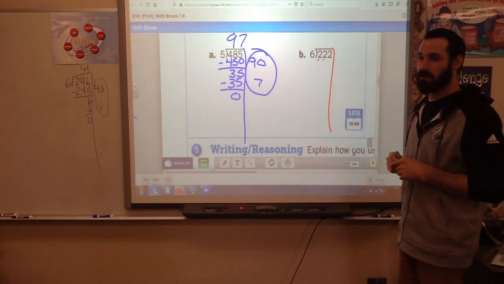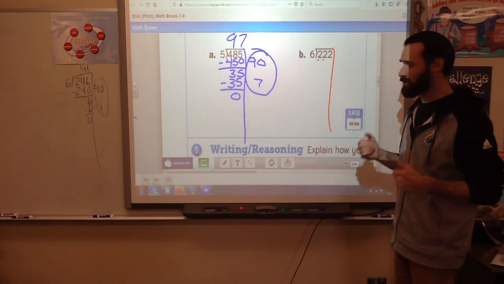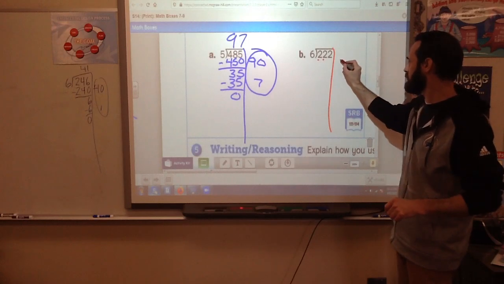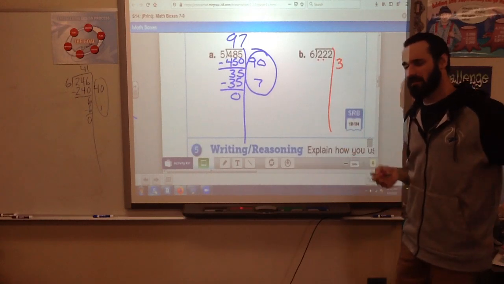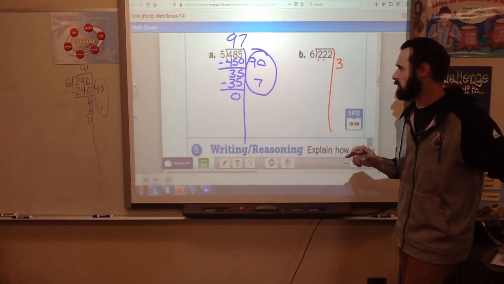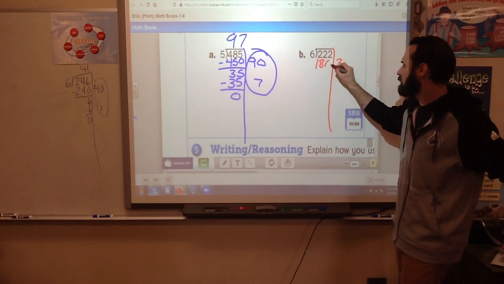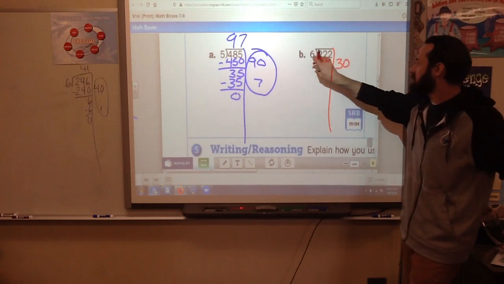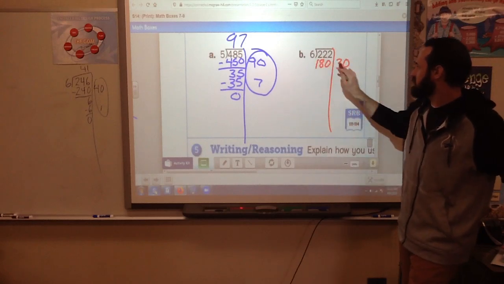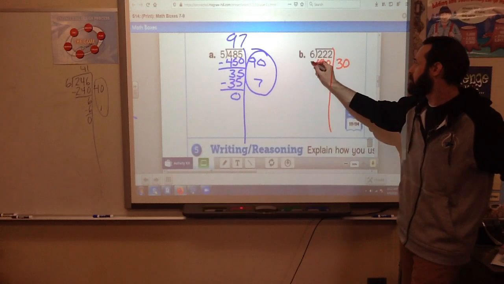And when I do that, I know that 6 times 2 is 12. I know 6 times 3 is 18. I want to get as close as I can without going over. 6 times 3 is 18. Put my 0 there, put my 0 there. 6 times 3 was 18. 6 times 30 is 180.